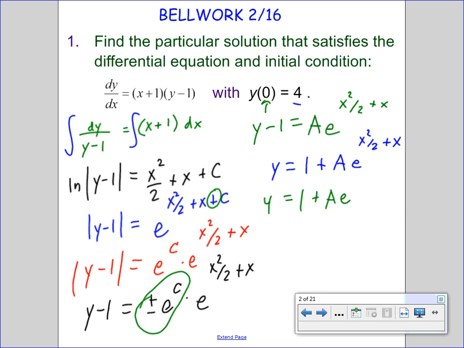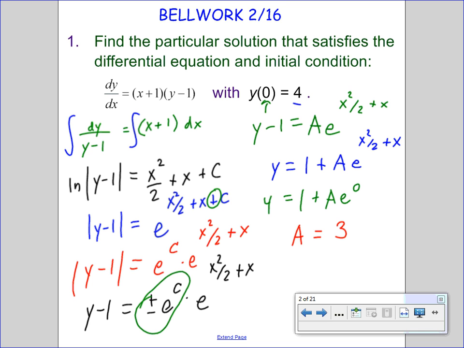In doing so, I get e to the 0 plus 0 is 0. And this makes it easy to solve for a because e to the 0 is 1, which means that 4 equals 1 plus a. Therefore, a must equal 3. Raise your hand if you had 3 for your value of a. Did you get 3? Yes, that's great news, but we're not done.